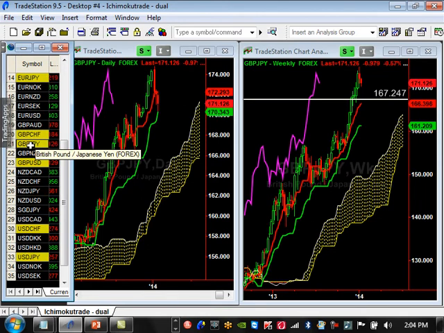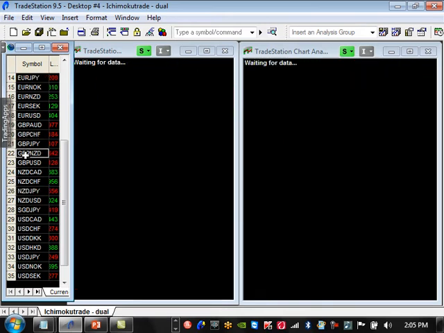Pound yen, one of the strongest yen pairs next to Switzy yen, still going up very, very strong at a minor support level right now at 170.34. Major supports at 166.39 and 161.20. Resistance level is going to be around 174.